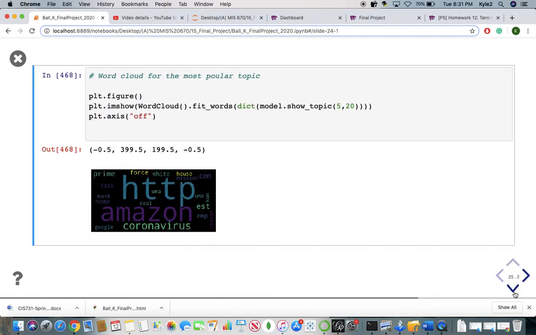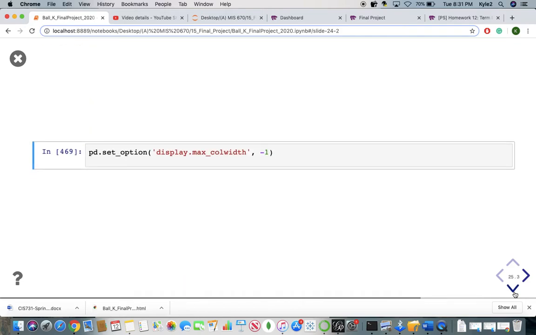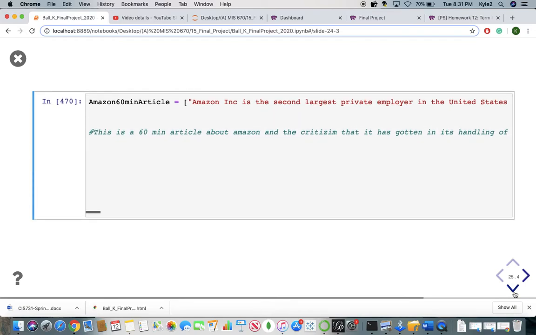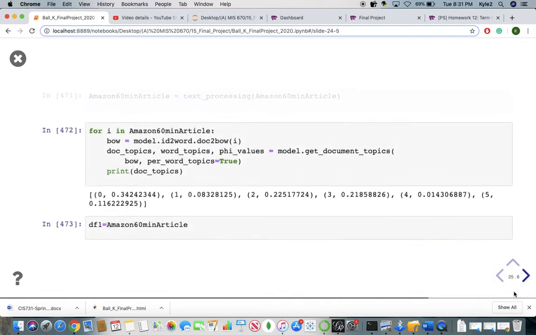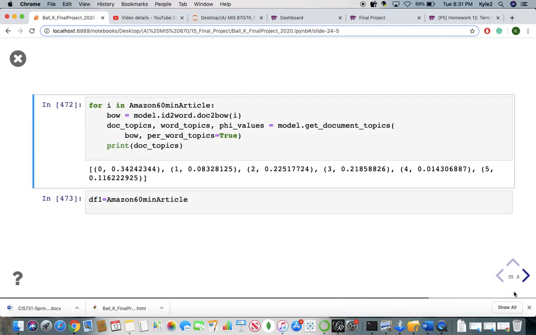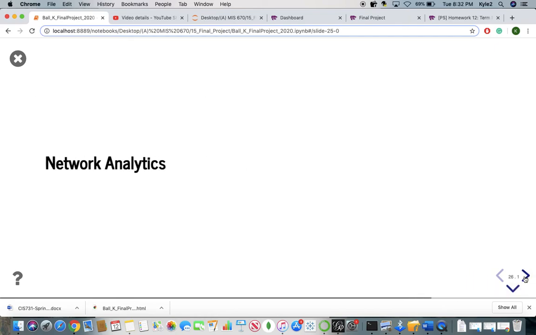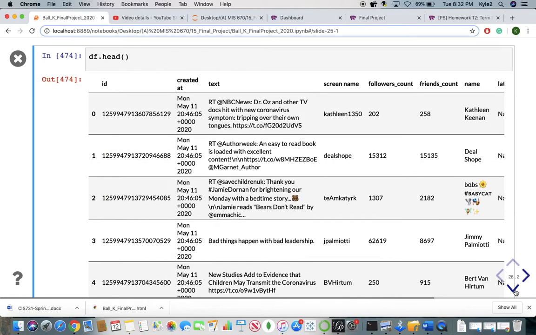So word cloud, I made a word cloud of the top words from our topic model. And then I want to see how this worked on a 60 Minutes news article that I talked about earlier. I wanted to see how it could predict what the topic was about. And those are how it turned out. So I gotta keep going quick. I'm taking up too much time.